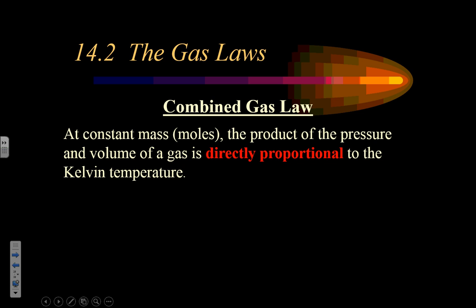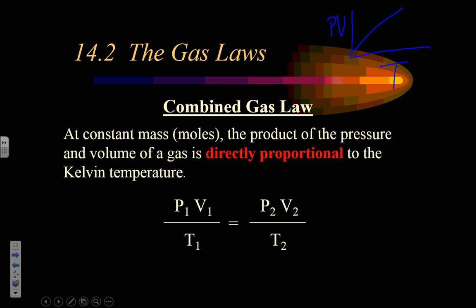Combined gas law is at constant amount, which is the mass, which in this chapter we're always going to be dealing with moles. The product of the pressure and volume of a gas is directly proportional to the Kelvin temperature. Just like the other variable relationships we looked at, this is based upon a linear graph. Scientists found that at a constant number of moles, when you graph the pressure times the volume versus the Kelvin temperature, you get a linear relationship. So PV over T equals K, and that would mean then P1 V1 over T1 equals P2 V2 over T2.